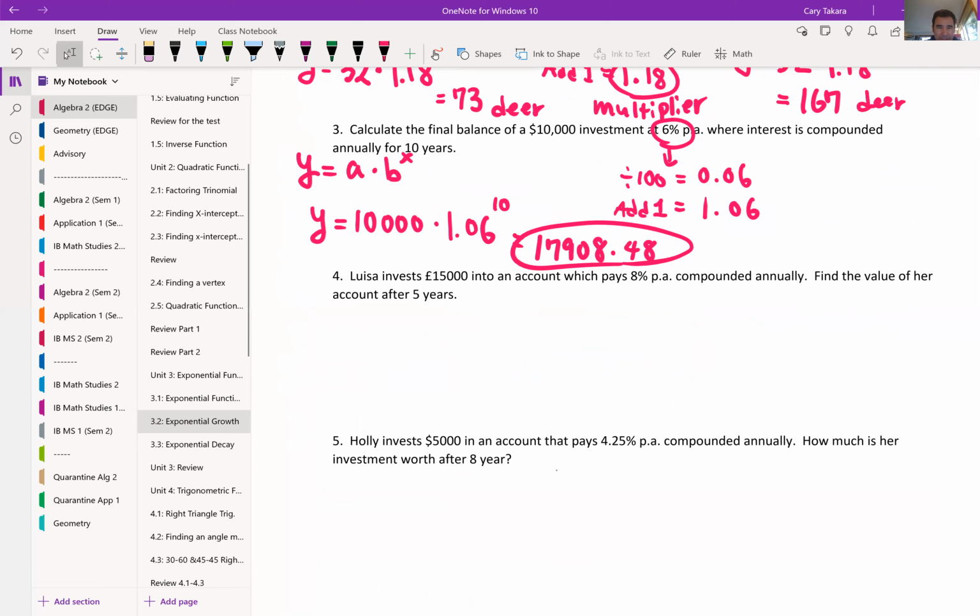That L-shaped symbol, that's a pound, British money. Louisa invests 15,000 pounds into an account that pays 8%. Again, 8% is really high for a normal regular bank nowadays, but you can actually achieve 8% with a stock investment.